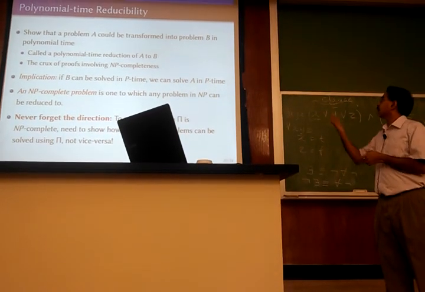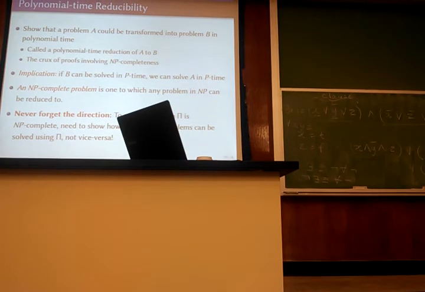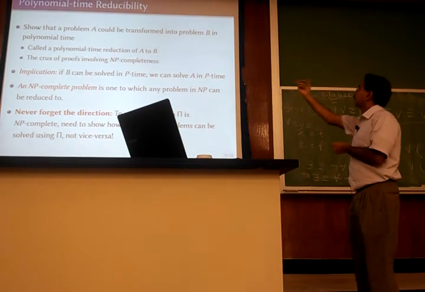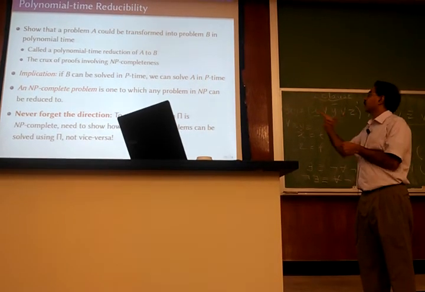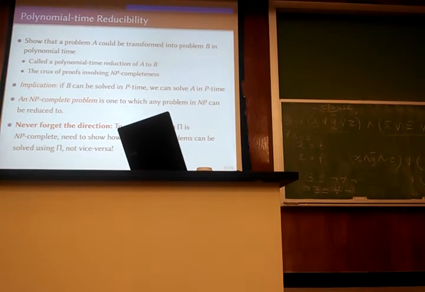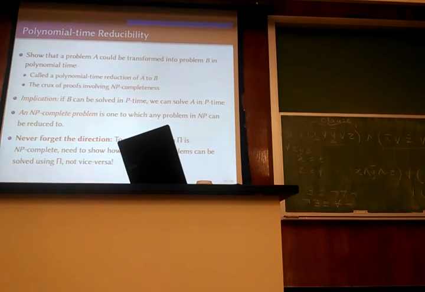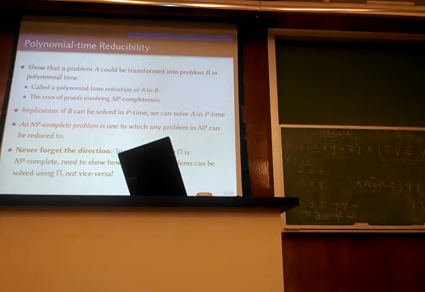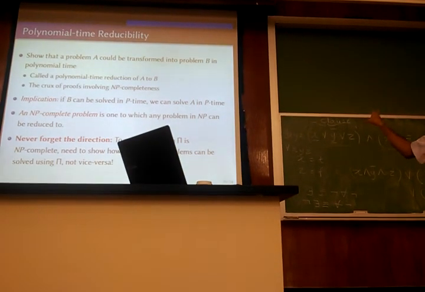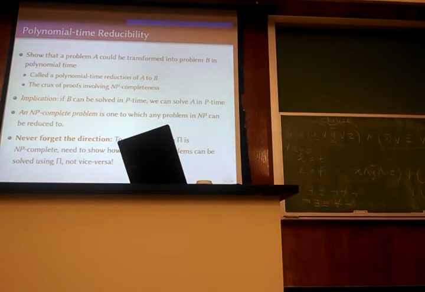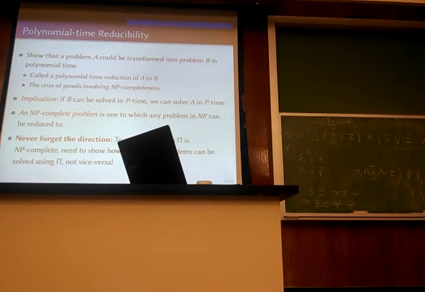So let's never forget the direction. If you want to say that A is a hard problem, well, then this is not. What you're doing with this type of proof is basically showing that B is a hard problem. You're not showing that A is a hard problem. What you're saying is, give me an arbitrary NP problem A, I can convert it into this problem B. Therefore, if ever I have a good solution for B, then I have a solution for A, because I can first convert A into B, and then I can use the solution that you have for B.